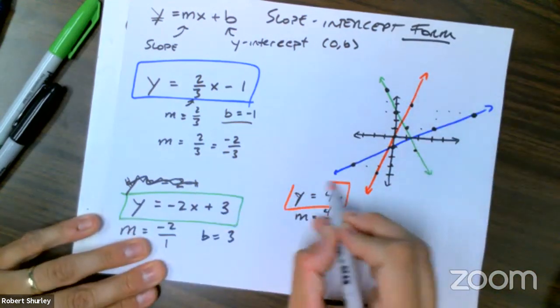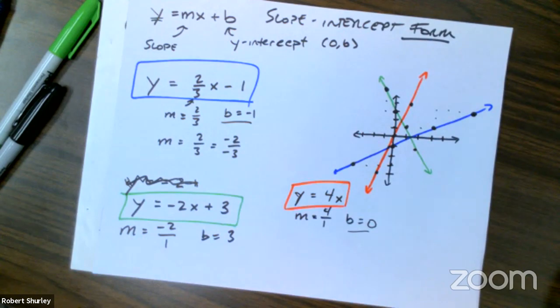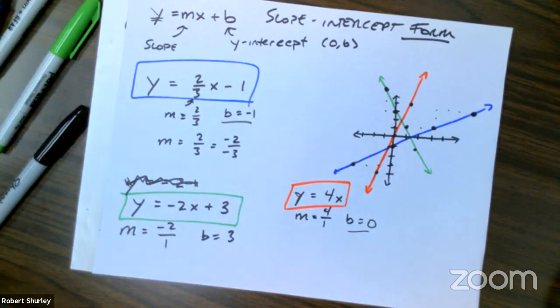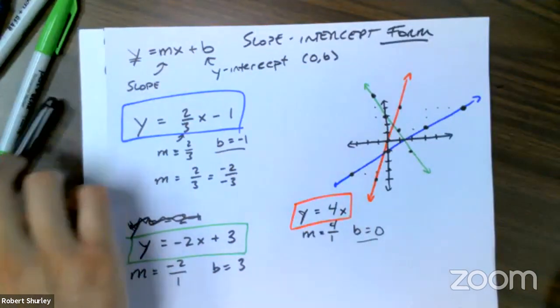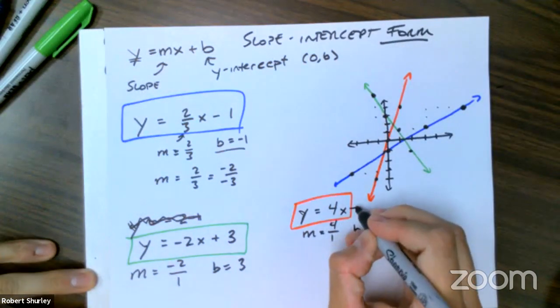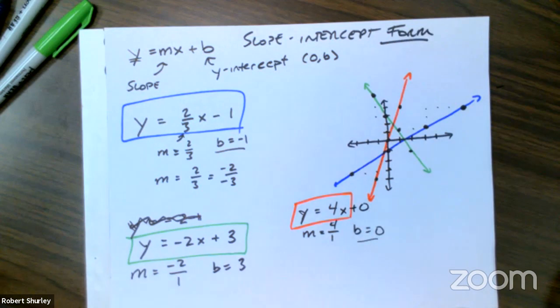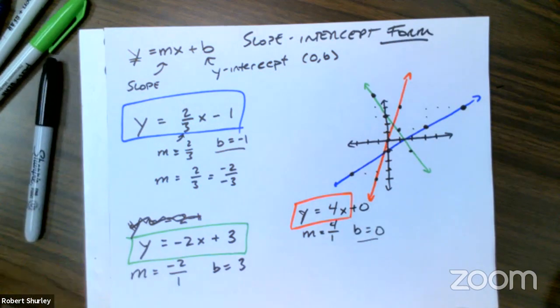Okay. So that's y equals 4x. And notice it goes through the origin because it does not have a b written there. You're more than welcome to write 4x plus b, or I'm sorry, plus 0, if it helps you out. There's nothing wrong in doing that, okay? You're not changing anything. Adding or subtracting 0 doesn't change the equation.